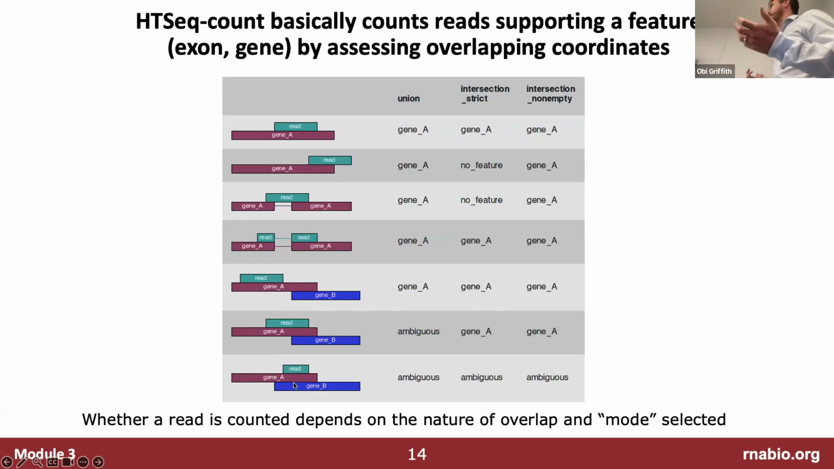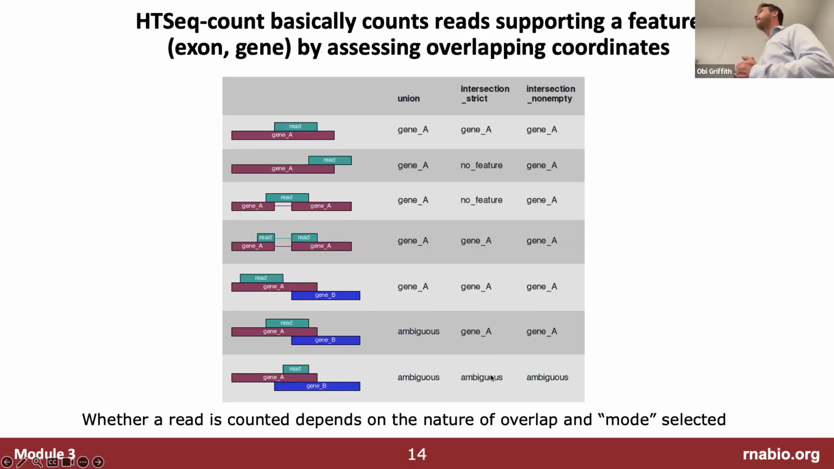That read could belong to either, except if you have stranded data and gene A is on one strand and gene B is on the other strand. Then you could take that strand information from the read and say, okay, this must be from gene A, which is on the consistent strand versus gene B. And so HT-seq does allow you to provide the strand information, so that this should have an asterisk next to it in the intersection strict mode. You would actually count it if the strand is correct.